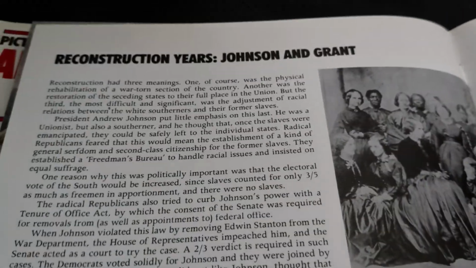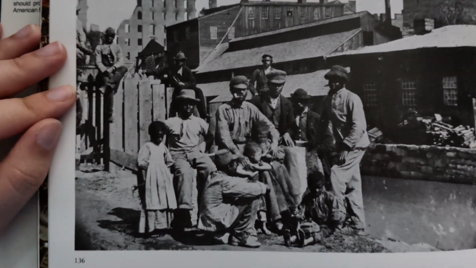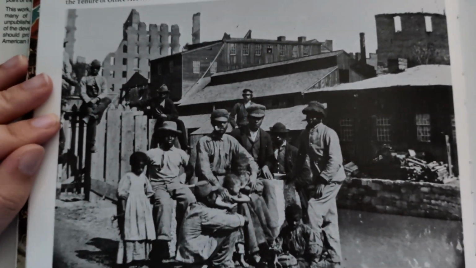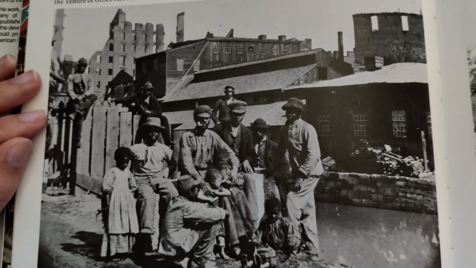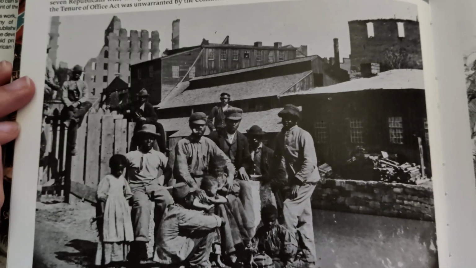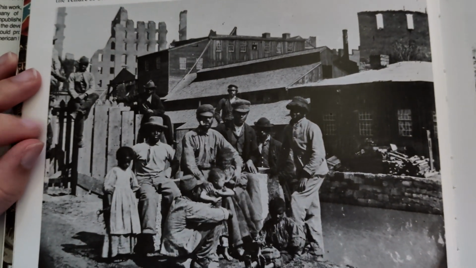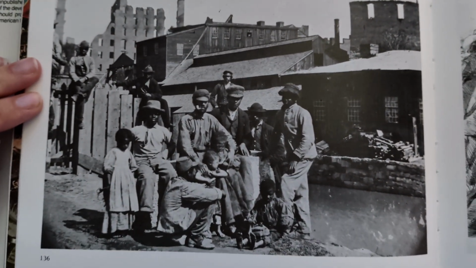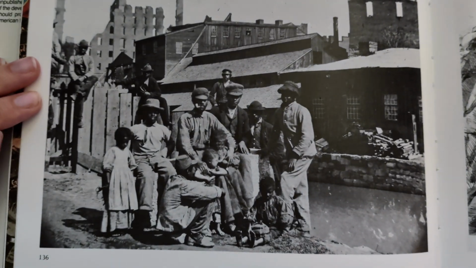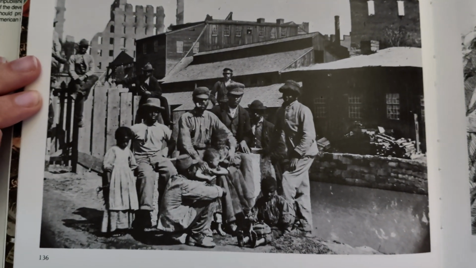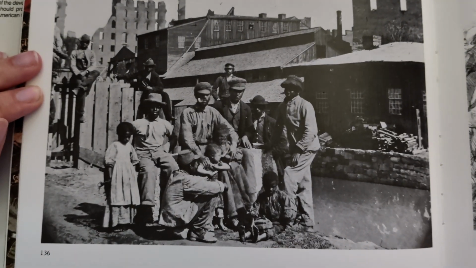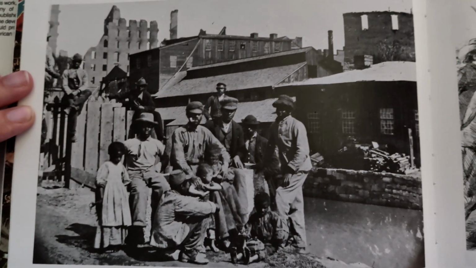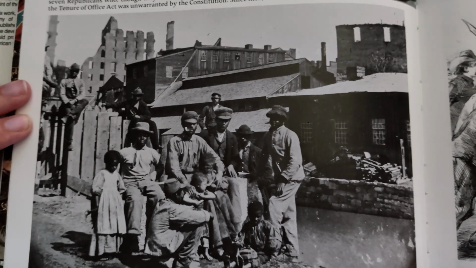We're now on to Reconstruction years, Johnson and Grant. Reconstruction had three meanings. One, of course, was the physical rehabilitation of a war-torn section of the country. Another was the restoration of the seceding states to their full place in the Union. But the third, the most difficult and significant, was the adjustment of racial relations between the white Southerners and their former slaves. President Andrew Johnson put little emphasis on the last.